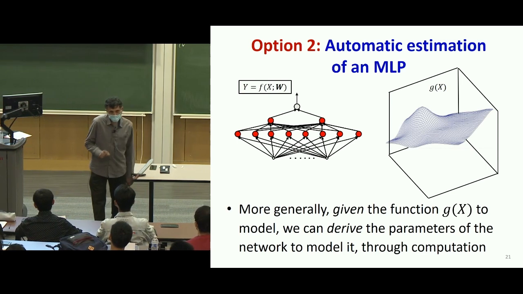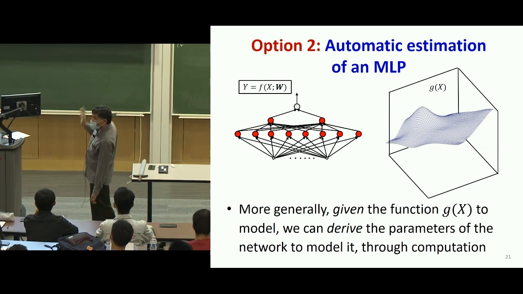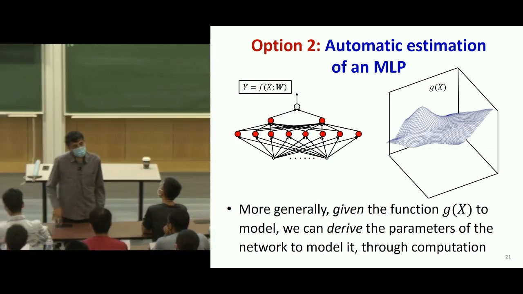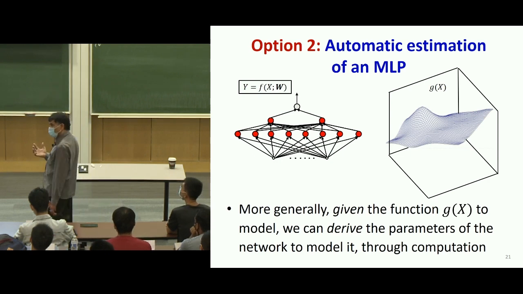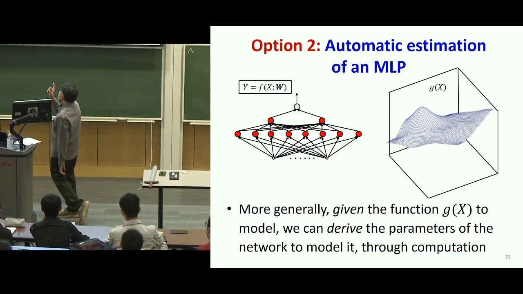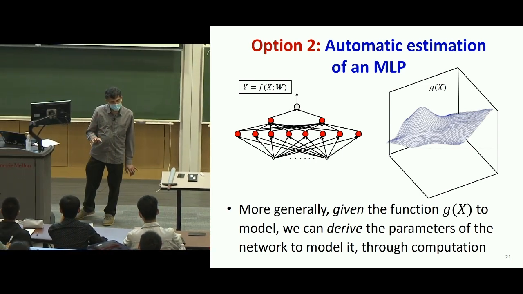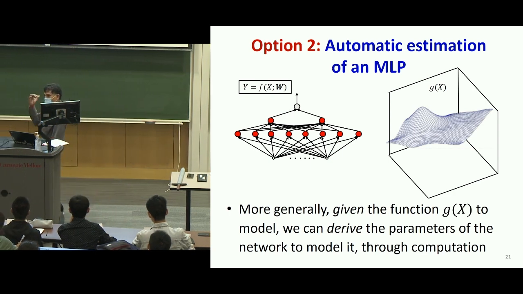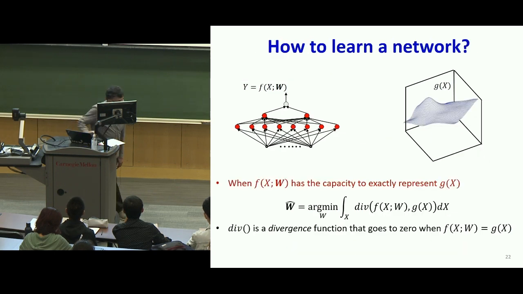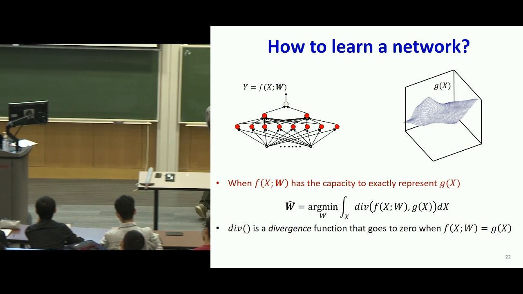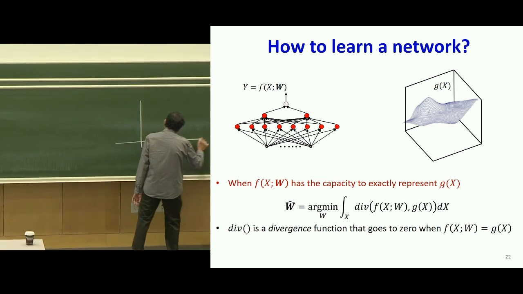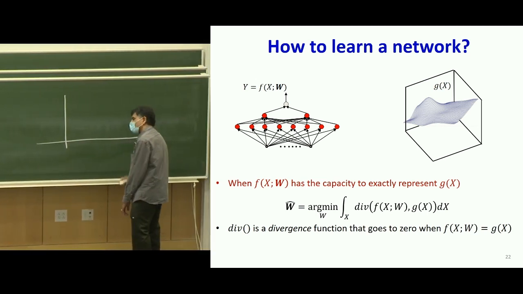And so what we will do is, if you're given the function g of x that you're trying to model, so you have a function and you want to construct a network to represent this function, then we will derive the parameters of the network to model this function computationally. So we will figure out what the values of these parameters must be for this function to be represented. The way we'll do it is this. I have a two-dimensional figure on the slide, but maybe it's easier to think of a scalar function of one input x.